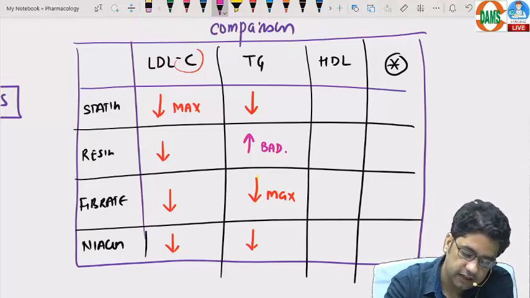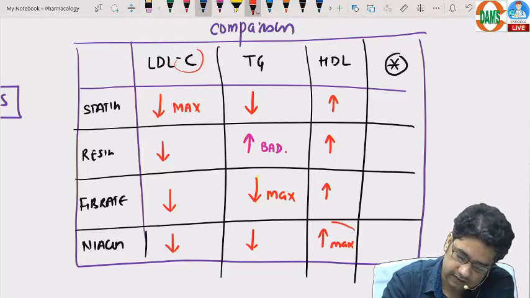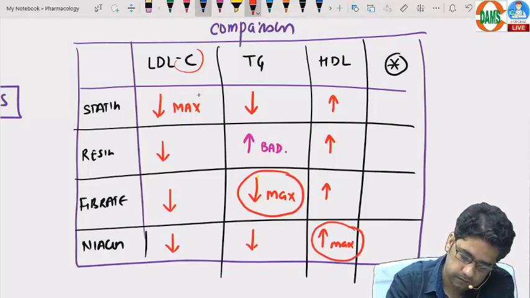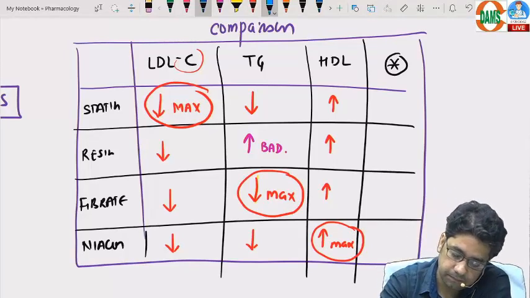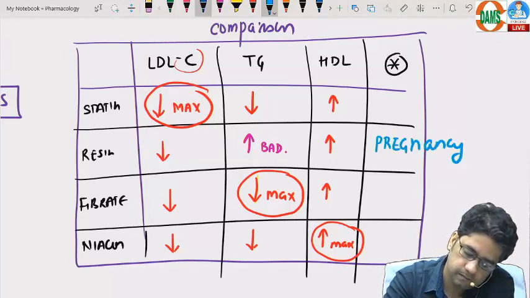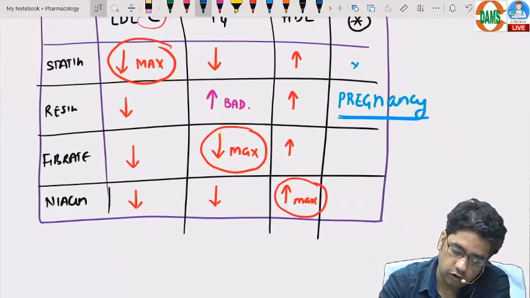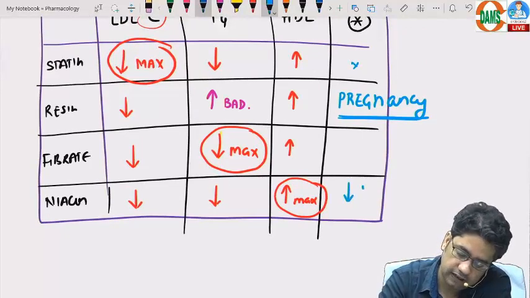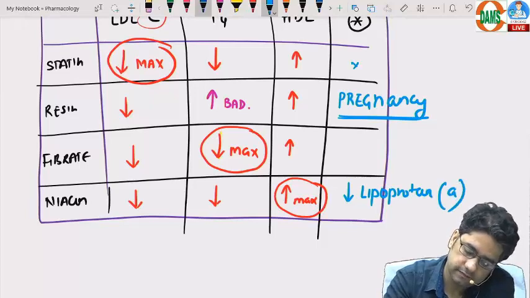HDL. We want to increase HDL. Which drug increases HDL level maximum? Niacin. Which drug is safe in pregnancy? Resins. Which drug can also decrease lipoprotein A level? Niacin.